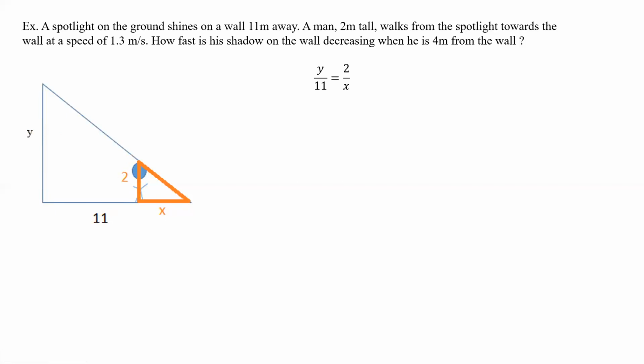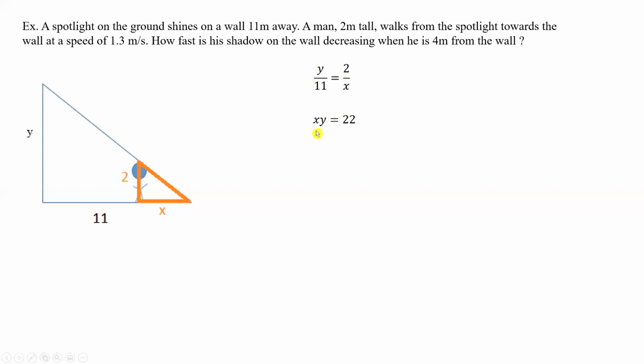To relate the rates, we're going to take the derivative. You can take the derivative the way it looks, or we could get rid of these fractions and end up with this instead. Multiply both sides by x will give us xy. Multiply both sides by 11 will give us 22. Up to you if you wanted to do the derivative this way or this way. The answer will be the same in the end. Let's keep going.